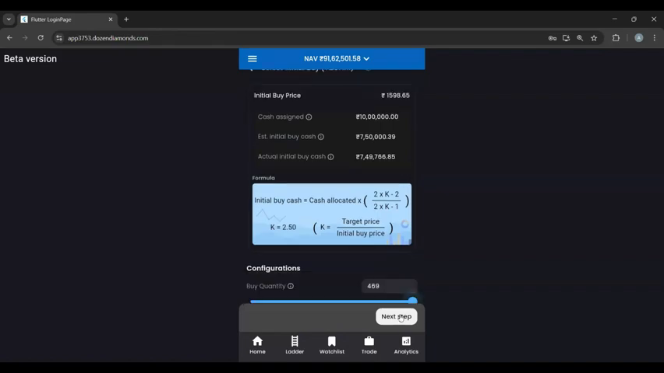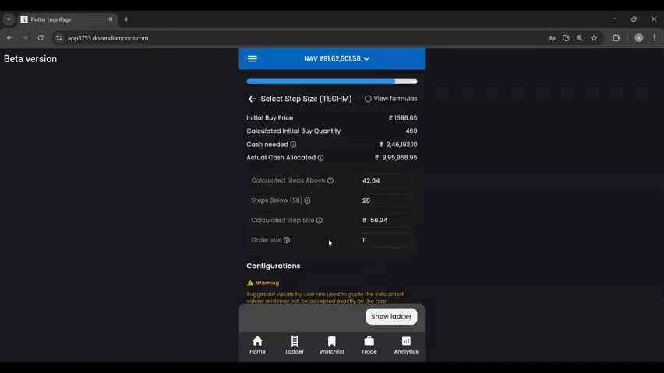All right. Now, moving forward, you can see there's a terminology called step size. Now, what is step size? In the spreadsheet example, we saw that after making my initial purchase at 50, we were trading at 51, 52, and so on. So step size is the difference between my price intervals. In that example, it was 1 rupee, correct?